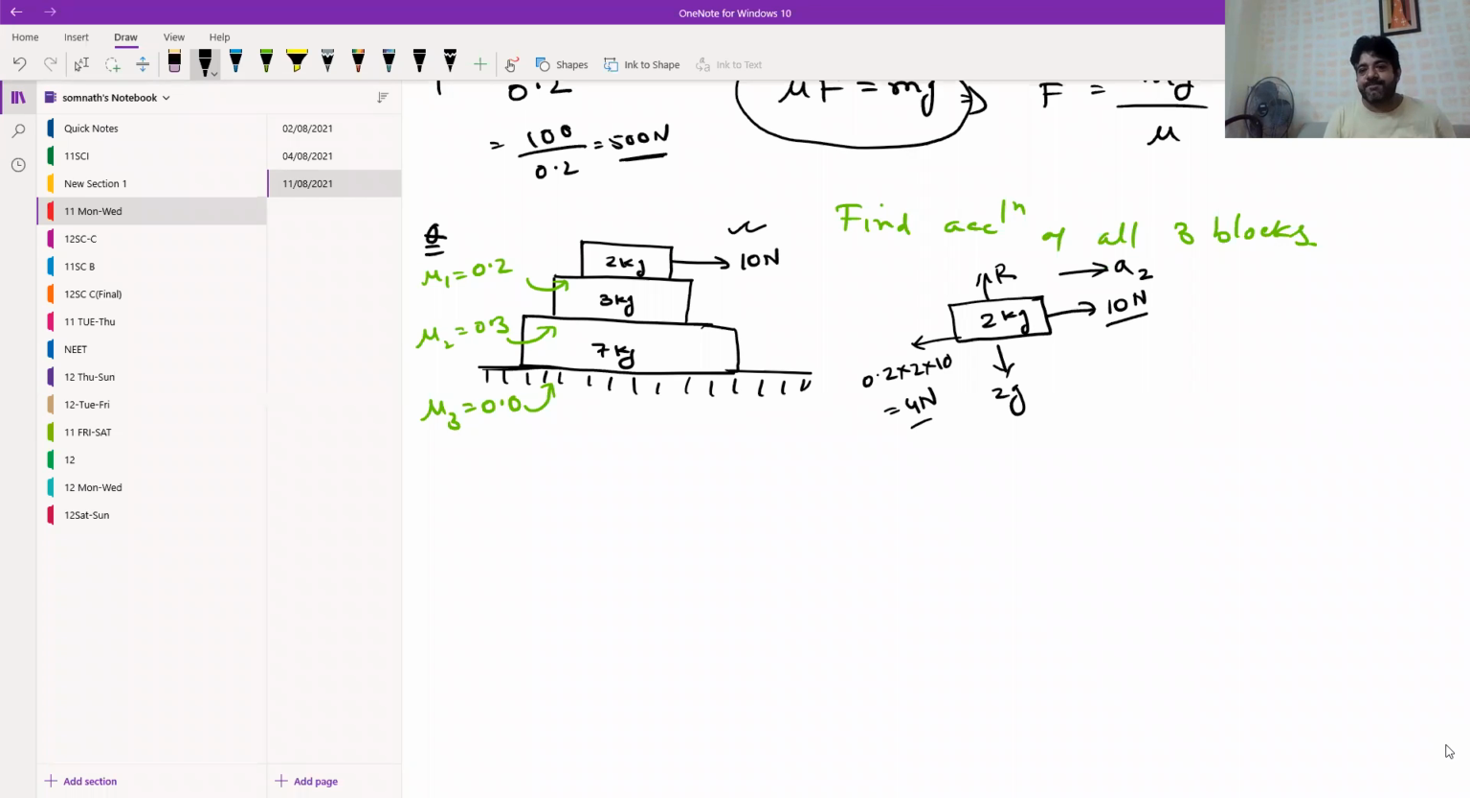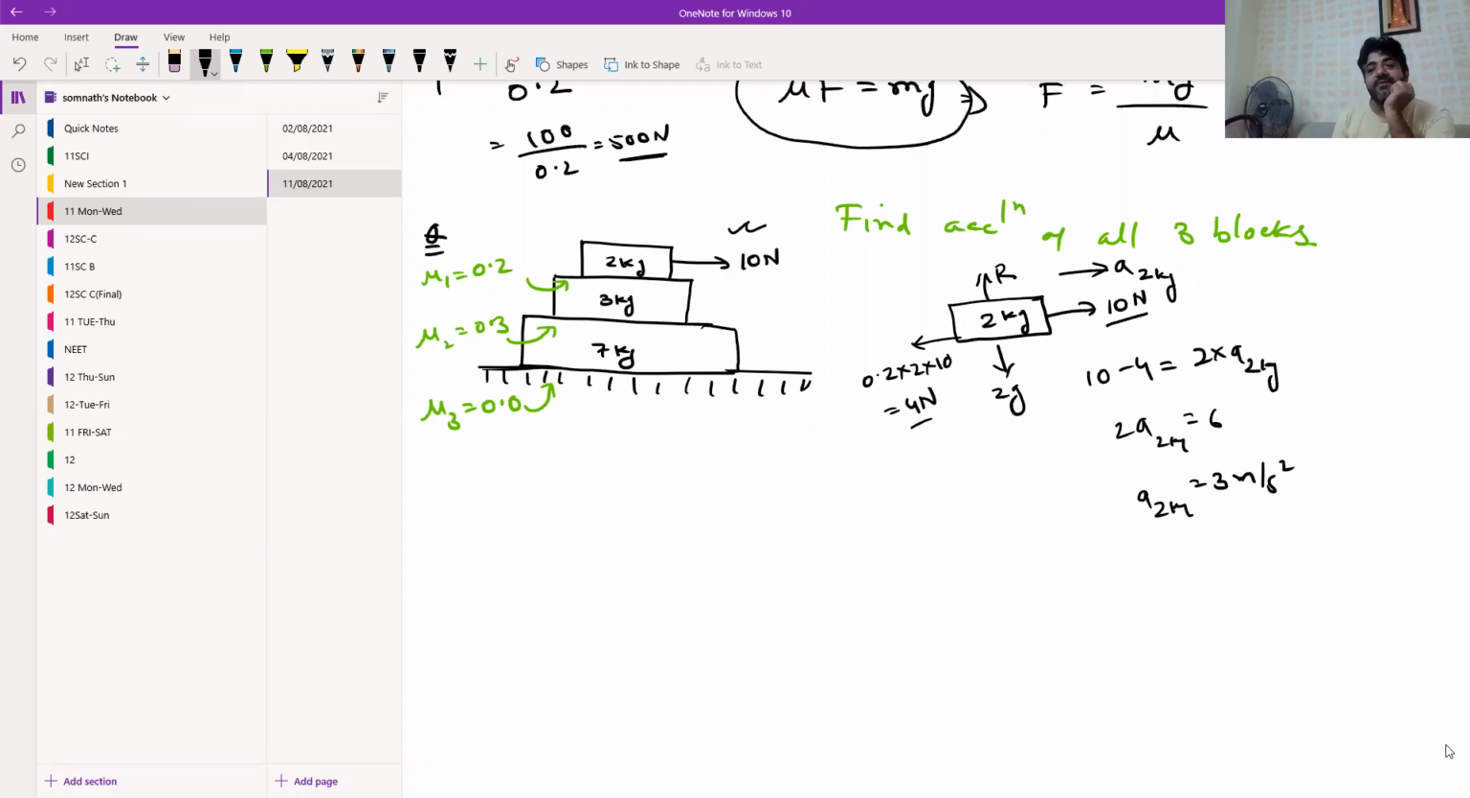The block is moving forward with some acceleration of 2 kg block. How can we write this? 10 minus force, that is 2 into acceleration of 2 kg block. So 2 into acceleration of 2 kg block is 6. Acceleration of 2 kg block is 3 meter per second square forward. Very good. Okay, understood till here?